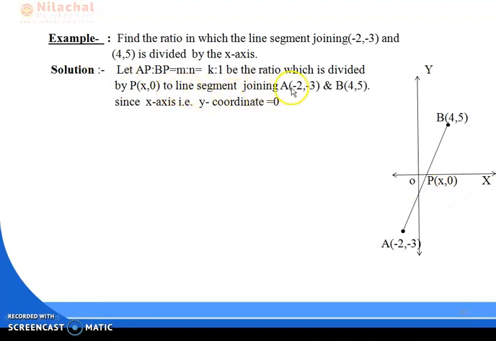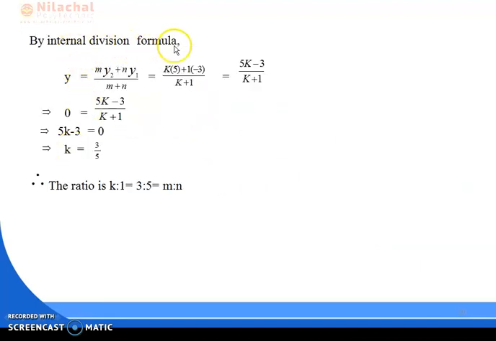So the line segment joining A -2, -3 and B 4, 5, the AB line, P point divides it on the x-axis. So the P coordinate must be x, 0. Let the ratio be k:1 because the question asks for the ratio. So let m is to n equal k:1. So let's see, by the internal division formula, what should it be? The y coordinate is 0, so we take only the y coordinate. The x coordinate we don't know. So the y coordinate of P point is 0. So we take the internal division formula for the y coordinate.